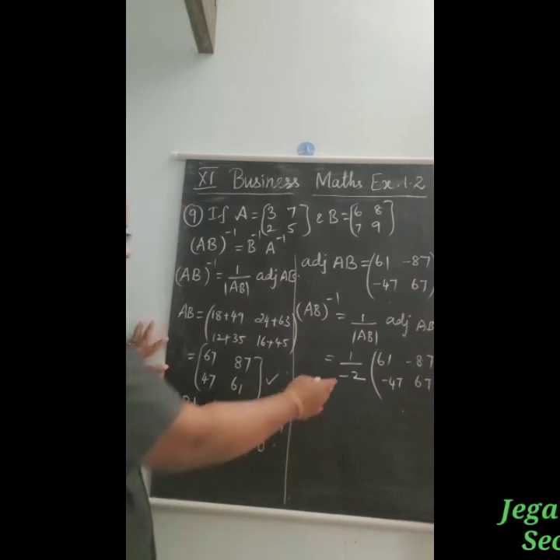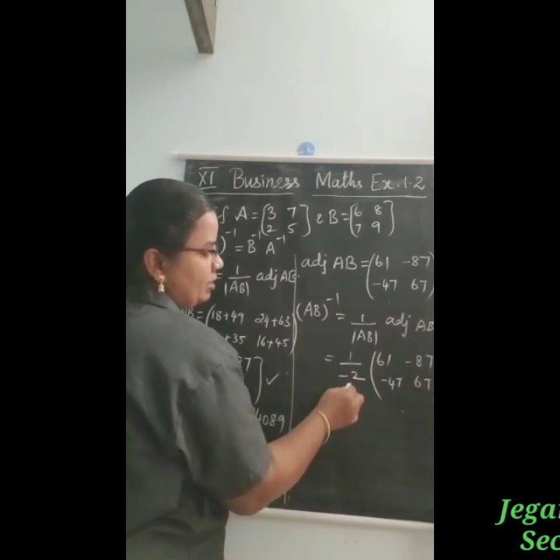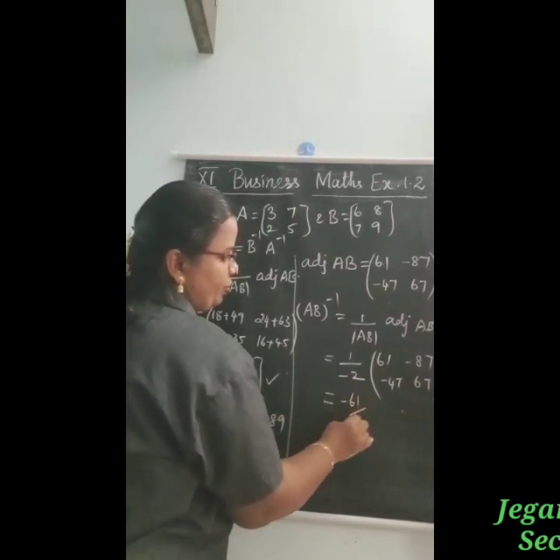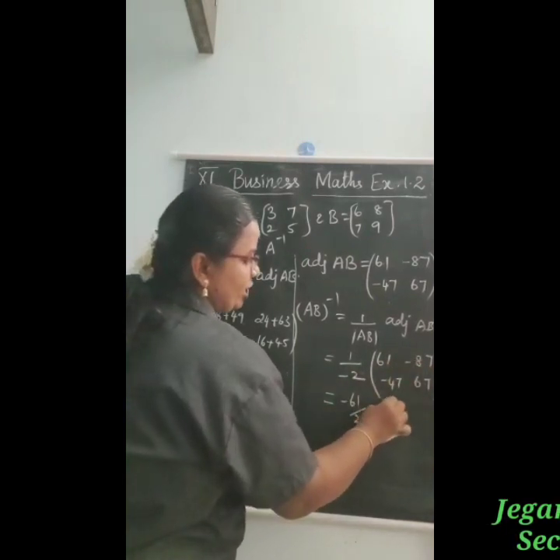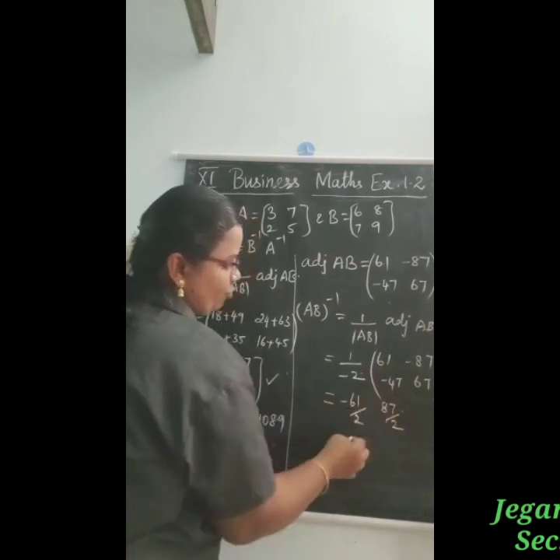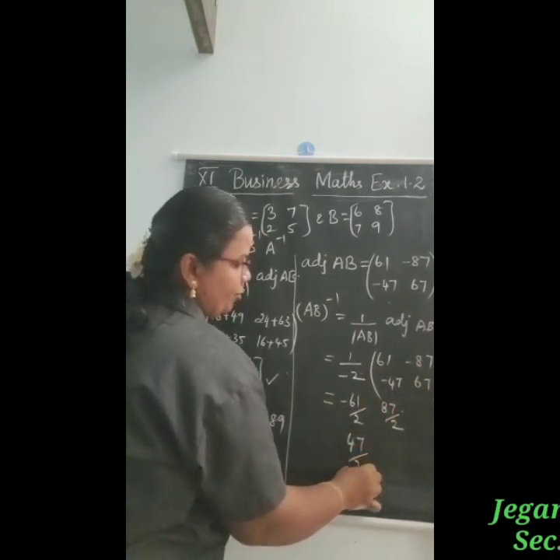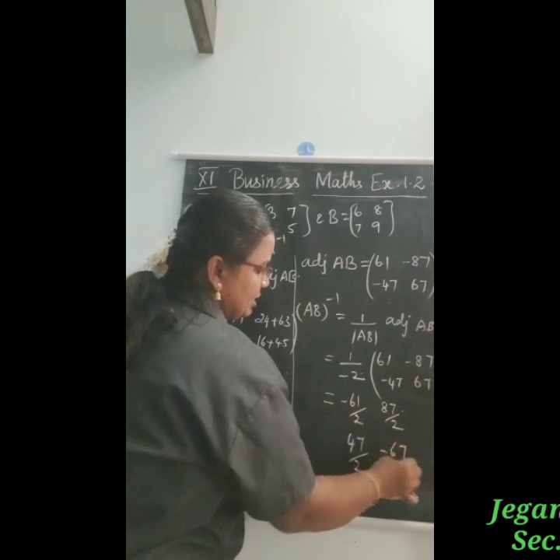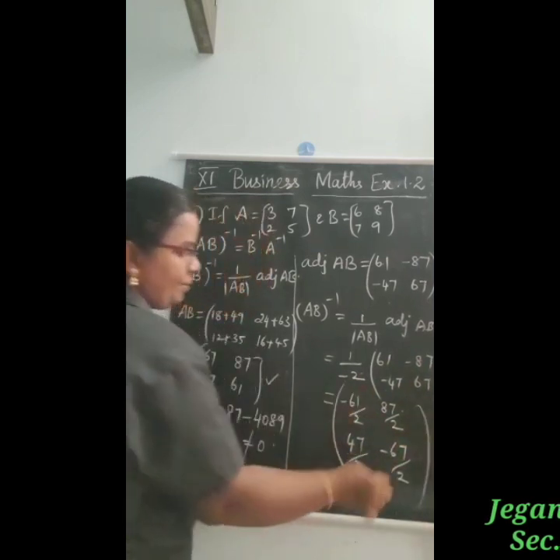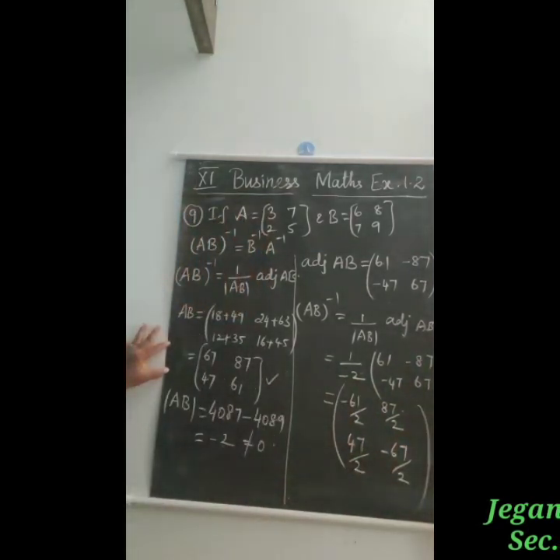If we multiply this, we will get minus 61 by 2, minus of minus plus, so 87 by 2, minus of minus plus, so 47 by 2, and here minus 67 by 2. This is the LHS. Now we are going to find out the RHS.